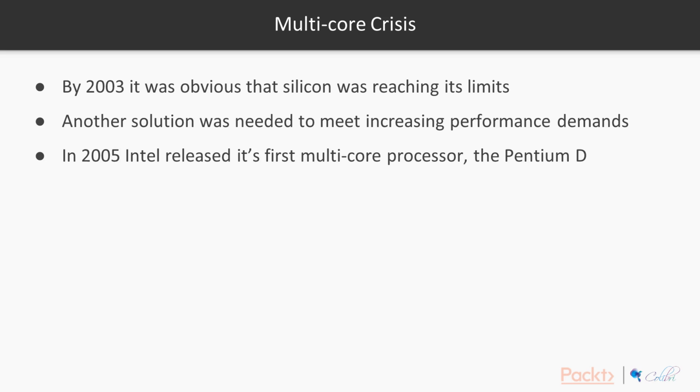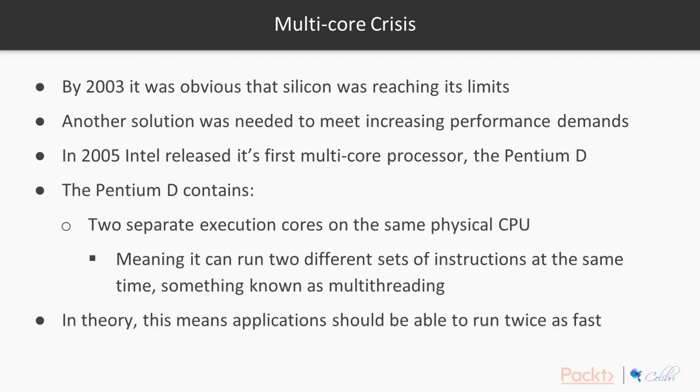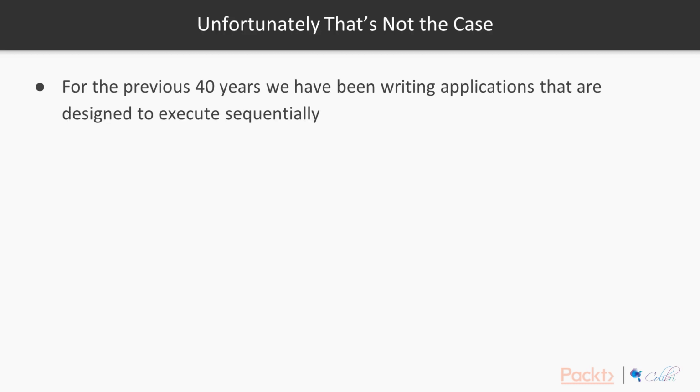So in 2005, Intel released its first multi-core processor, the Intel Pentium D. And the Pentium D contains 2 separate execution cores on the same physical CPU die. So that means it could actually run 2 different sets of instructions at the same time. This is something known as multithreading. So in theory, applications should be able to run twice as fast. However, unfortunately, and you might have guessed this was coming, that's just not the case.